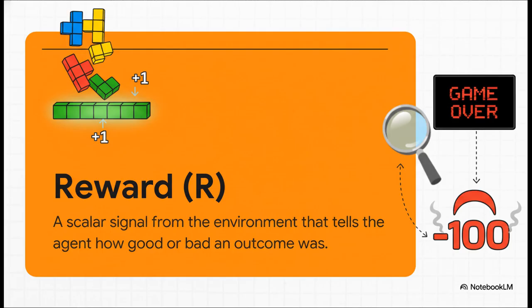And how does the agent know if it made a good choice? That's where the reward comes in. It's the feedback. It's literally just a number. A positive number, the reward, is like the environment saying, "Hey, good job, do more of that." A negative number, or a penalty, says, "Oof, bad move, try to avoid that in the future." Clearing a line in Tetris, that's a nice positive reward. The game ending, that's a big fat negative one.